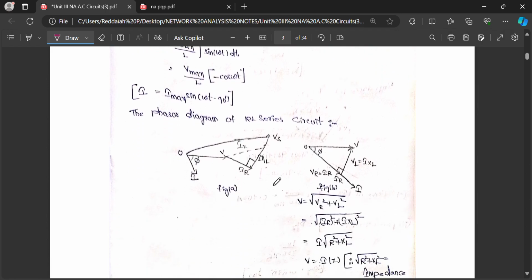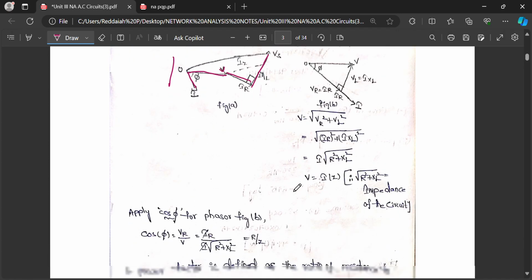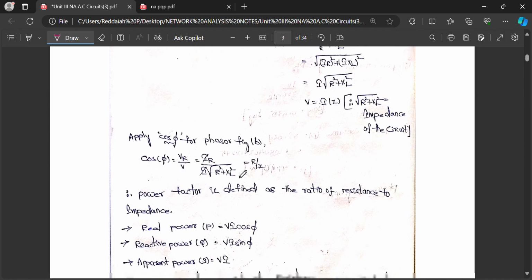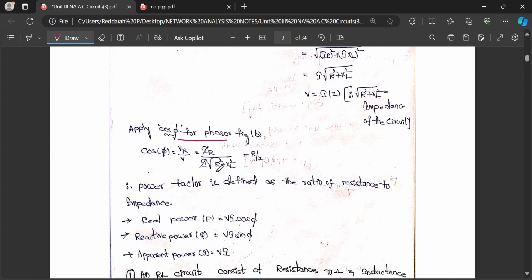The phasor diagram for RL circuit is this one. Let us consider V is the voltage. Now current I lags by an angle phi. The resistance drop I into R is in phase with current, and then I XL, and I Z. From this, V equal to IZ you will get. Apply cos for the phasor diagram, then you will get R by Z. Cos phi equal to R by Z.